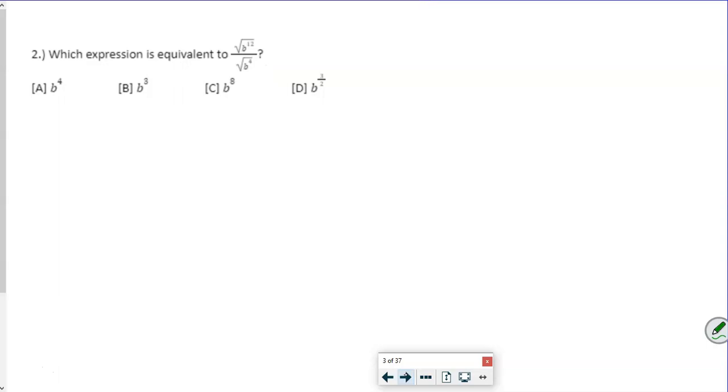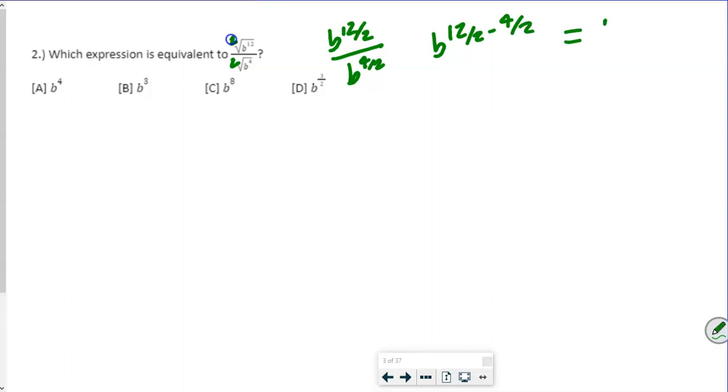So the next one says which expression is equivalent to. What you're going to have to remember here is these are square roots. Our index is 2, so this is going to be b to the 12 over 2 over b to the 4 over 2. Bring it up again, so this is b to the 12 over 2 minus 4 over 2. That's going to give us b to the 8 over 2, which we should all know is b to the 4th. So our answer here was A.